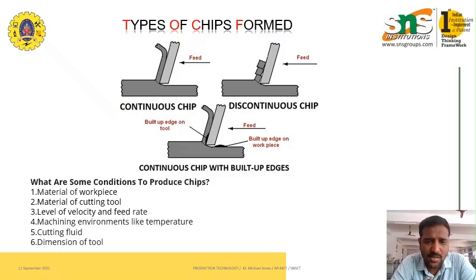I've listed some conditions to produce chips. Some conditions are the material of the workpiece and the material of the cutting tool. If the workpiece is much more ductile and the tool that we use is harder, then continuous chips can be formed. So these are the types.